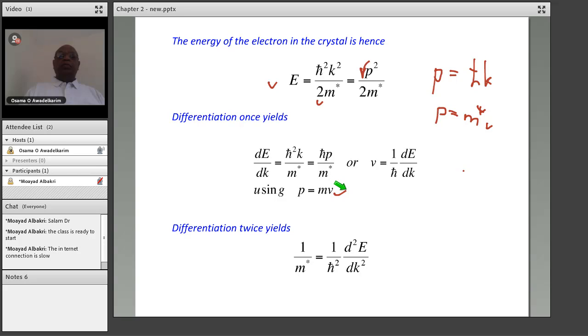And differentiating twice, if I go and get d²E/dk², I get an expression: 1 over m* is equal to 1 over ħ² d²E/dk².